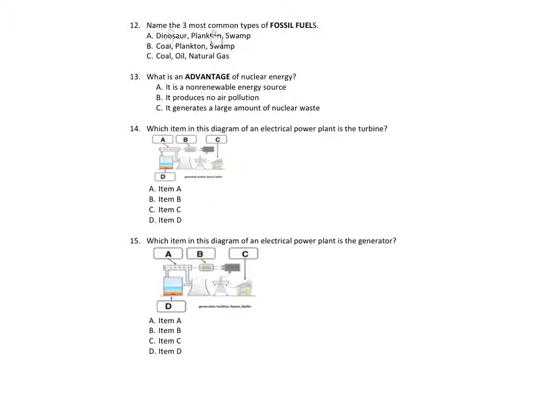Number 12. Name the 3 most common types of fossil fuels. A. Dinosaur, plankton, and swamp. B. Coal, plankton, and swamp. C. Coal, oil, natural gas.